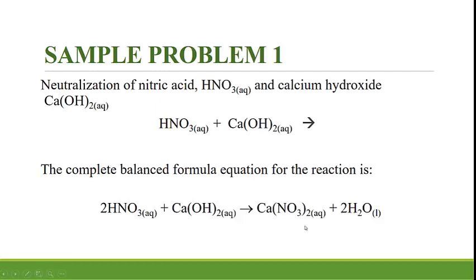Let's see, NO3, I have 2 here. Now I have 2 NO3s here. I have 1 Ca, 1 Ca, 2 O's, and 2 O's there. So we are balanced. So that's our complete balanced equation.